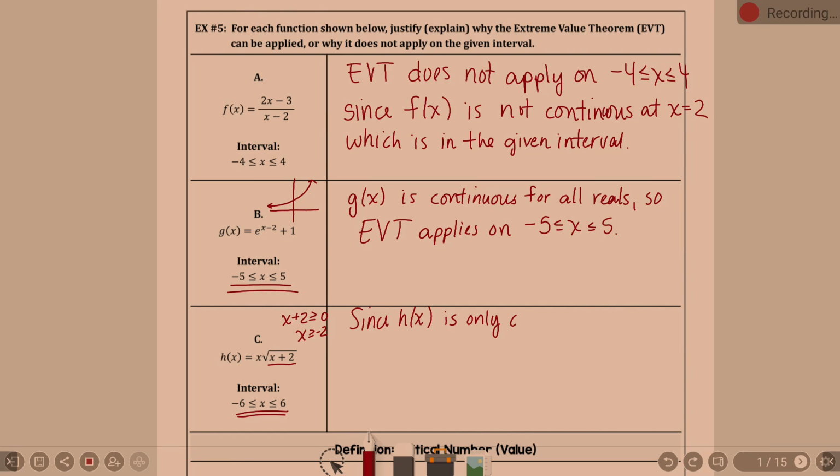Since h of x is only continuous for x greater than or equal to negative 2, EVT does not apply on negative 6 less than or equal to x less than or equal to 6. If that interval was different, would EVT apply? Yep. It's all dependent on what that interval is and where we're looking.